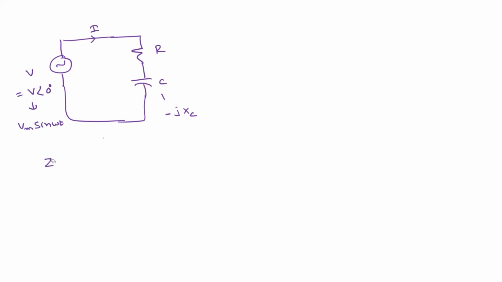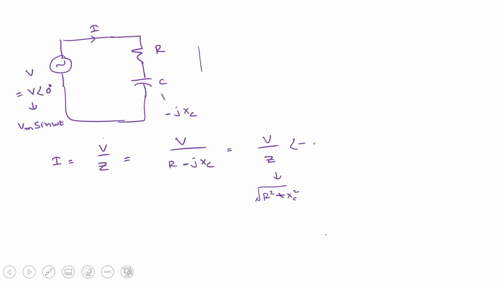Similarly, we need to calculate the current I, so that is V by Z, right? So how do we represent that Z? This is R minus jXC, agree? R minus jXC is Z. This entire combination is R minus jXC. So this can be written as V by Z, where this Z is the square root of R square plus X square, at an angle minus theta.